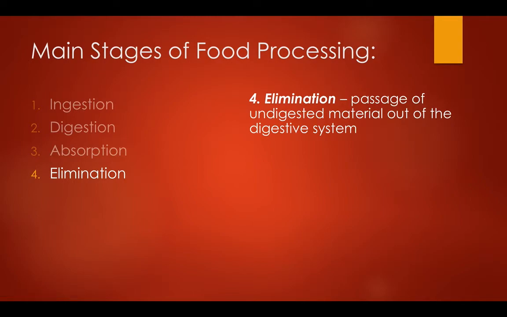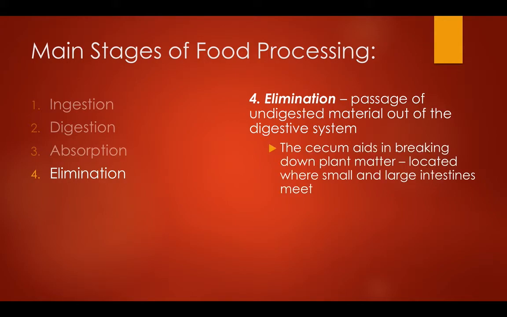So next we have elimination. Elimination is the passage of undigested material out of the digestive system. The cecum aids in breaking down plant matter. The cecum has some excretions that help break down plant matter, and it's located where the small and large intestines meet. If you think about this logically, if the cecum is aiding in breaking down plant matter, then the cecum is going to be larger in herbivores and smaller in carnivores, and probably medium size for our omnivores.